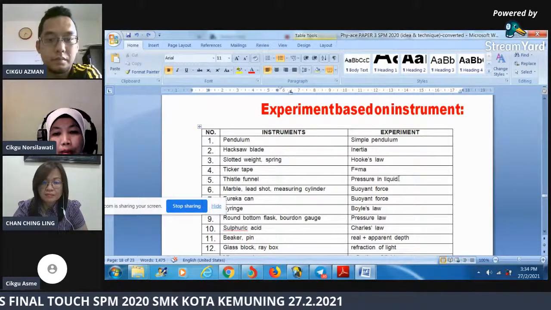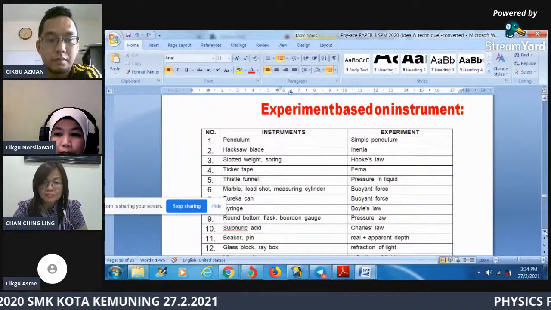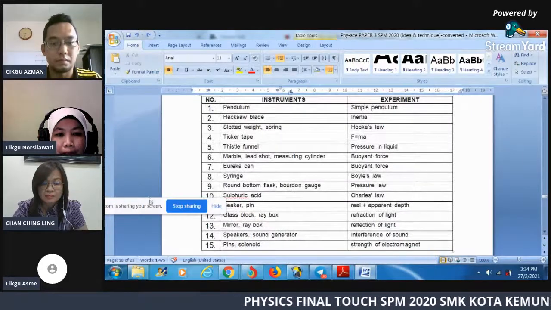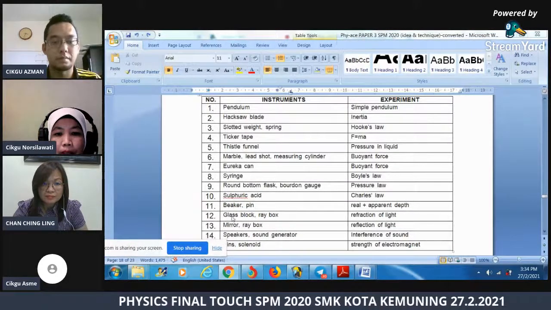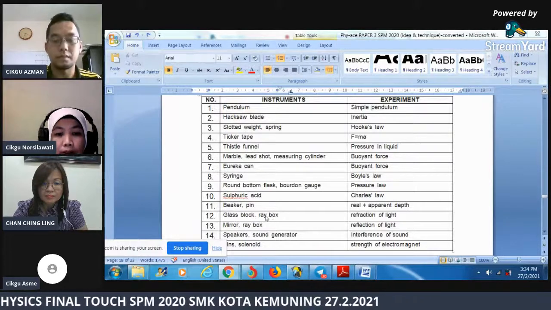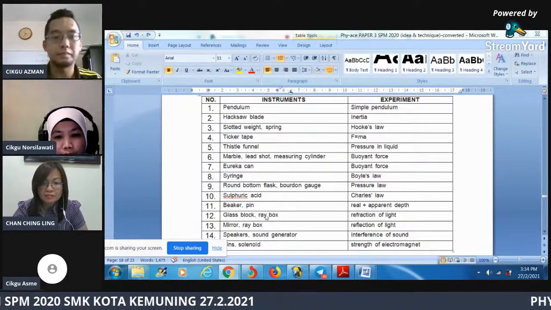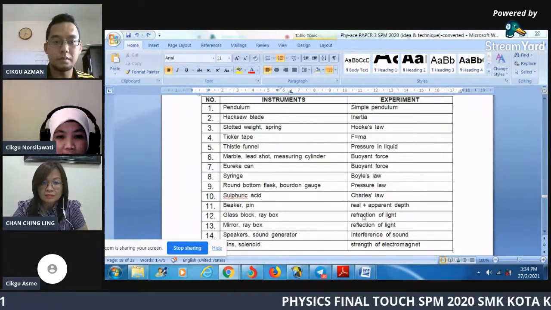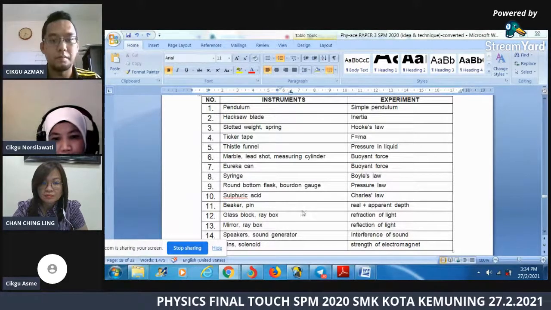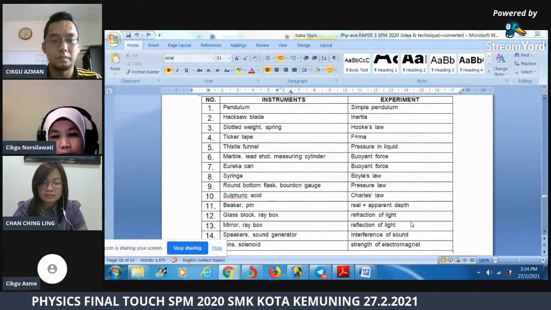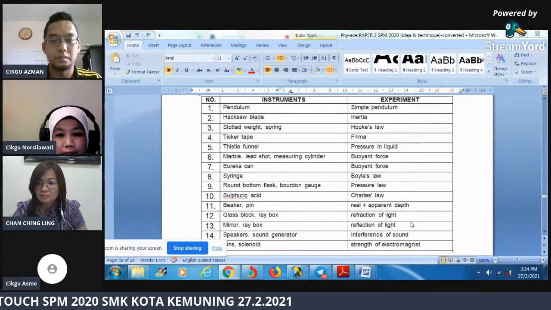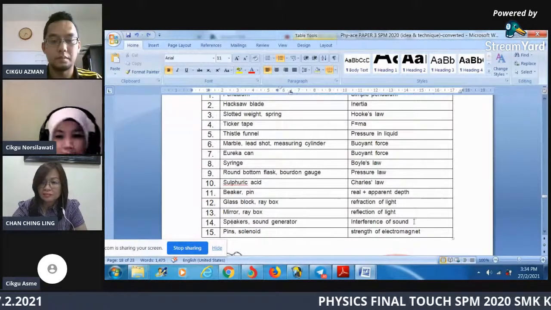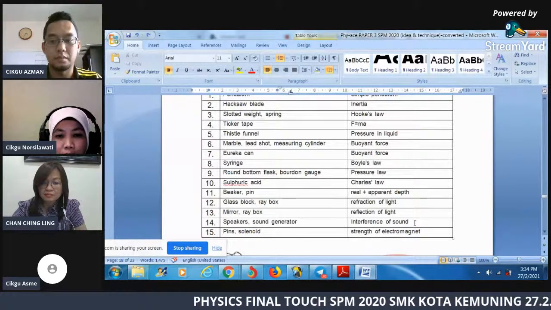Tissue funnel, this is to write the experiment on pressure in liquid. If you see refraction of light, glass block, ray box, this is the experiment for refraction of light. But if you are given a mirror, this is reflection. So from the instrument itself, you can guess what experiment this actually is. And if you have the sound generator and speakers, this is interference of sound waves.